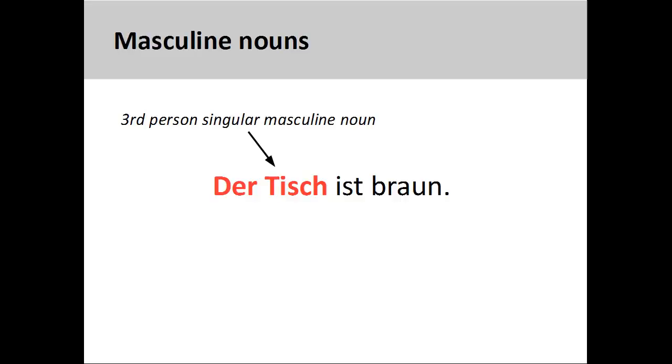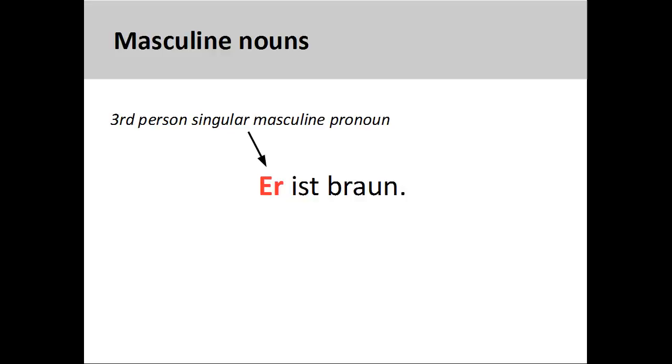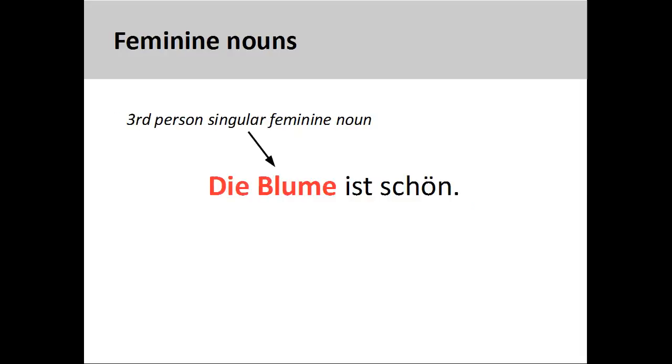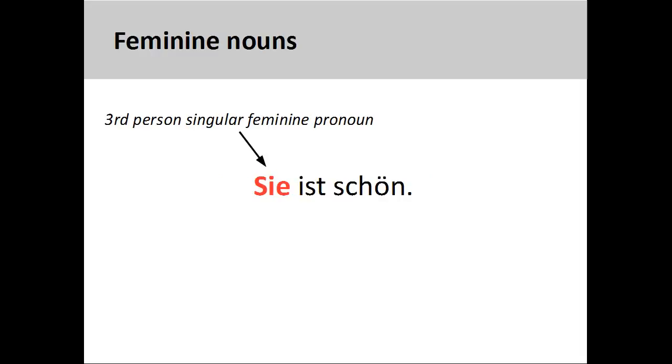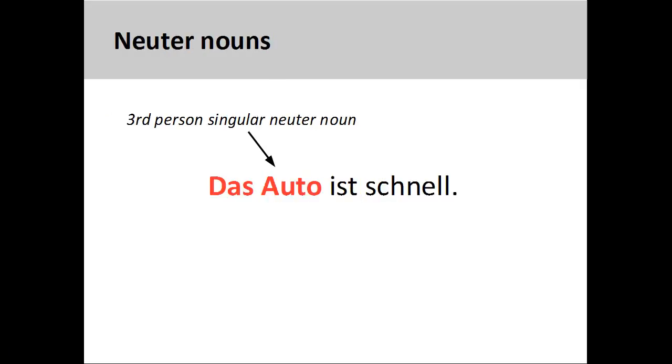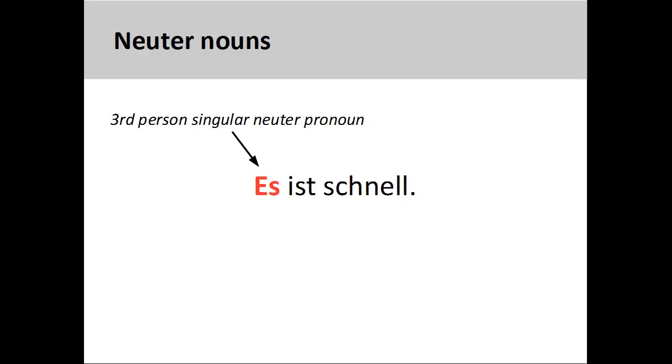For instance, in the sentence you see on the screen, der Tisch ist braun, the table is brown, the masculine noun Tisch can be replaced by the third-person singular masculine personal pronoun er, he. Or the feminine noun Blume in Die Blume ist schön, the flower is beautiful, can be replaced by the third-person singular feminine personal pronoun sie, she. And the neuter noun Auto in Das Auto ist schnell, the car is fast, can be replaced by the third-person singular neuter personal pronoun es, it.